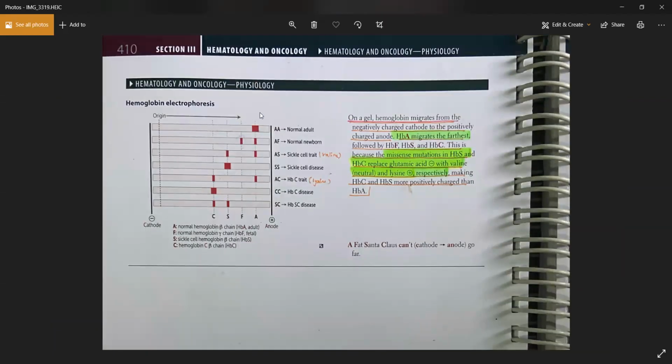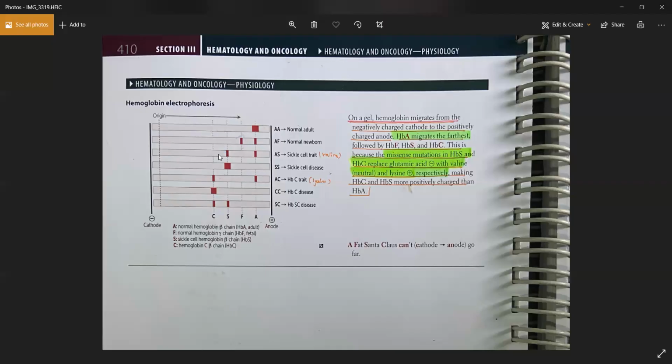Now, the different types of hemoglobin. First is the normal adult type, which is HbA1, and it consists of alpha chain and beta chain. Then the fetal hemoglobin, which is HbF, and it consists of alpha chain and gamma chain. Then you have the sickle cell type, in which you have either sickle cell trait or sickle cell disease. If you have the sickle cell trait, then you have one normal type of hemoglobin and one abnormal type. In sickle cell anemia, glutamic acid is converted into valine.